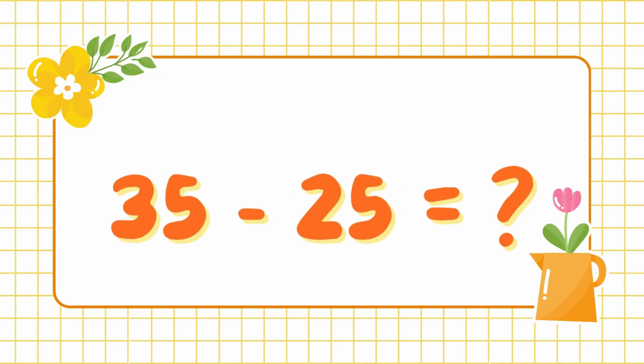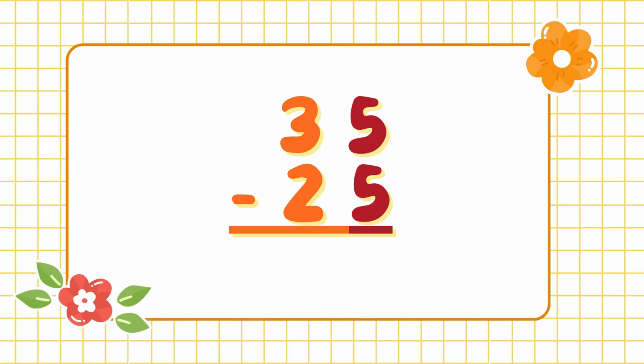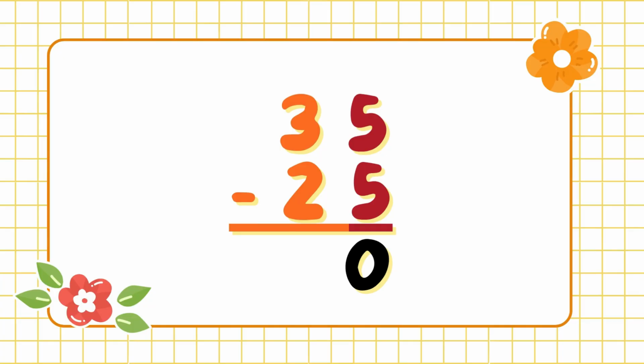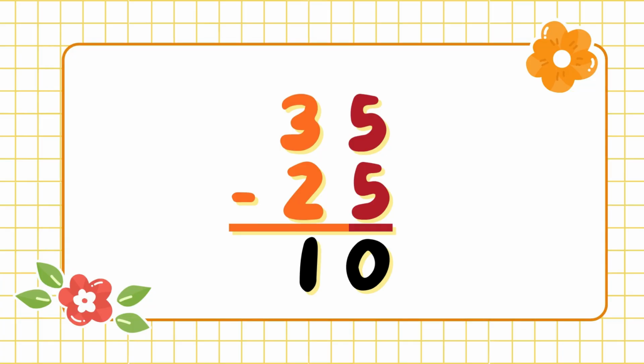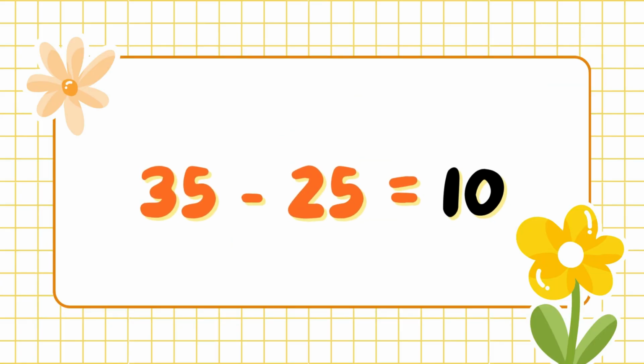What about 35 minus 25? What is 5 minus 5? Oh, that makes 0. Now, what is 3 minus 2? That makes 1. So 35 minus 25 equals 10.